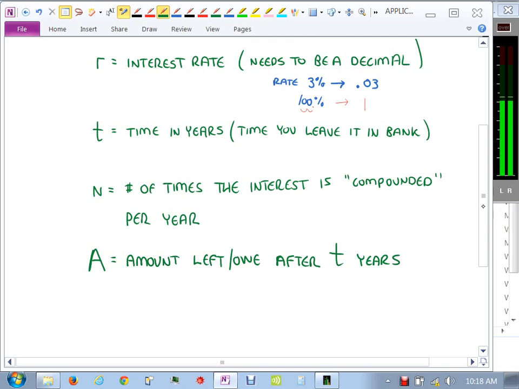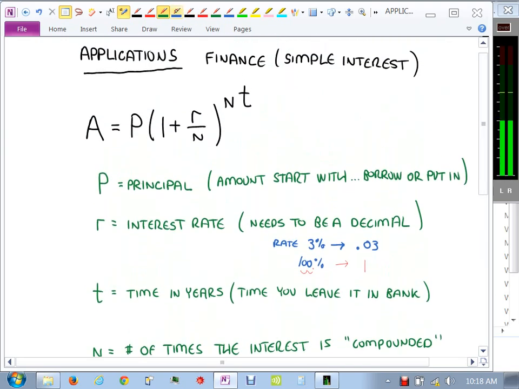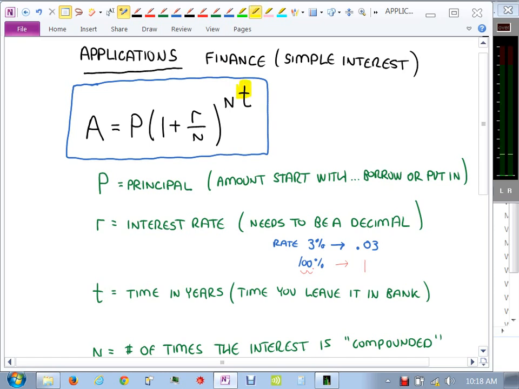Now, let me go back up and show you something on this formula here. Notice in this formula that if I asked you to solve this formula for t, where is t in the formula? In the exponent, right? So in order to solve for t, if I ever ask you to solve for t, you're going to have to try and get that t down, which means you're going to have a log, right?